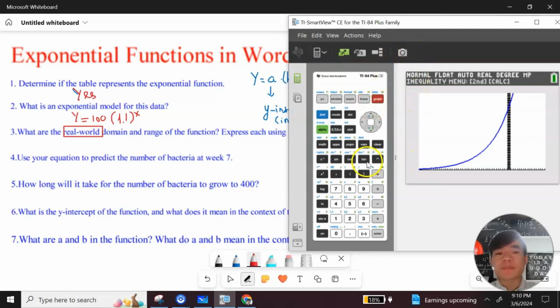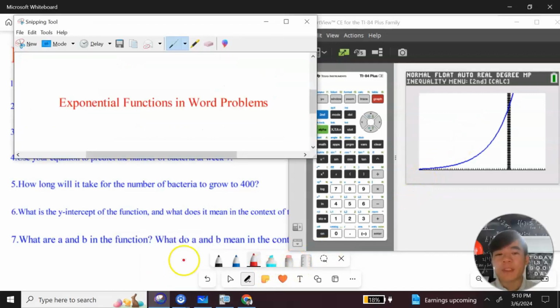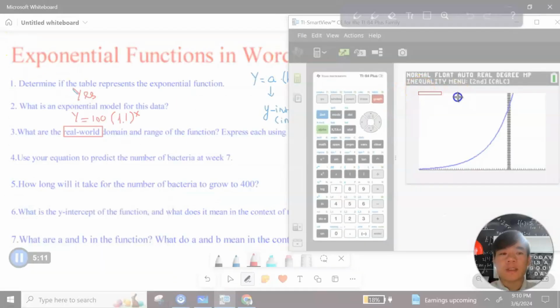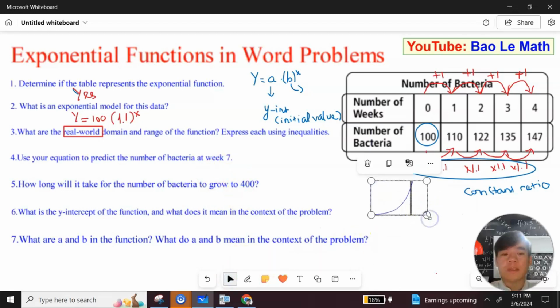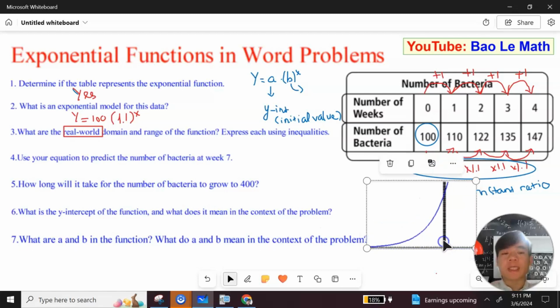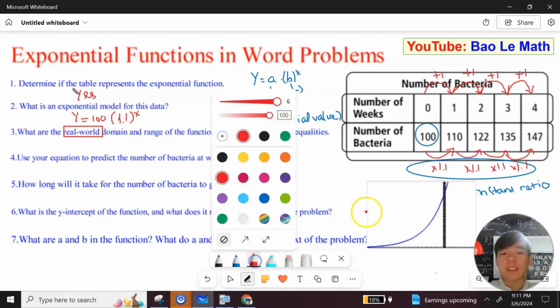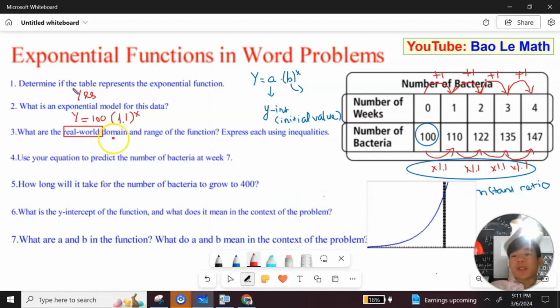You see that the blue line right here is the graph. I need to copy the graph over here so that you can see it. I put it right here. So this is the exponential function. Now, guys, look at this one. Domain: we talk about the x values, so look at the x-axis only.